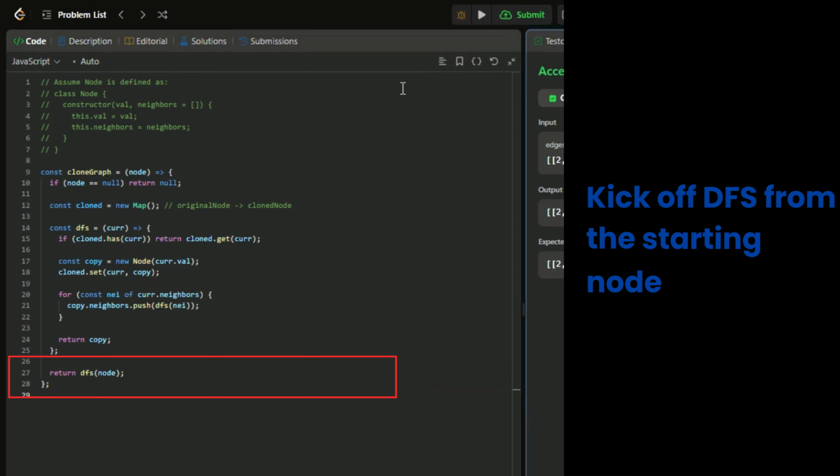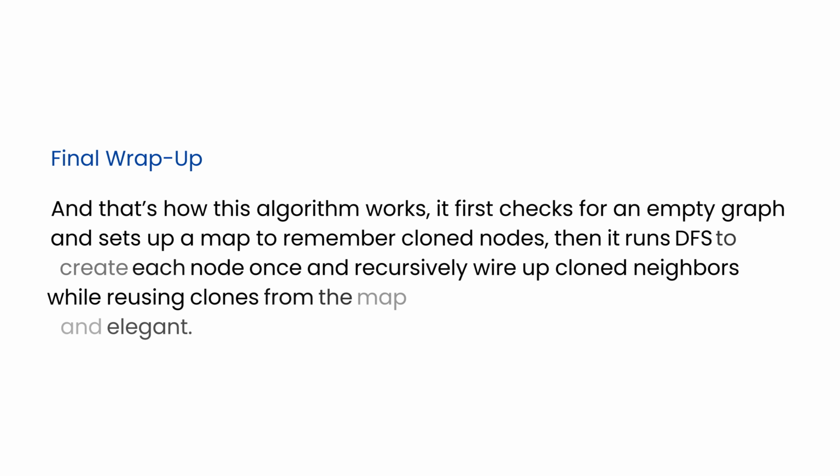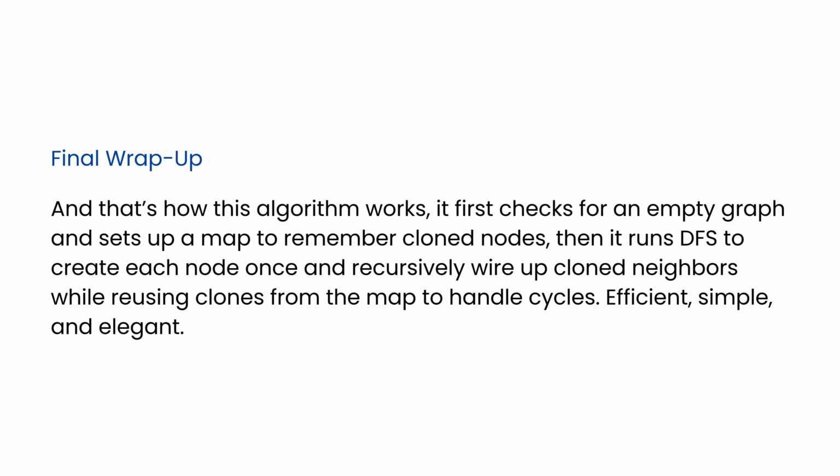Finally, we start the DFS from the given starting node, and the returned clone is the entry point to the fully copied graph. And that's how this algorithm works. It first checks for an empty graph and sets up a map to remember clone nodes, then it runs DFS to create each node once and recursively wire up clone neighbors while reusing clones from the map to handle cycles. Efficient, simple, and elegant.